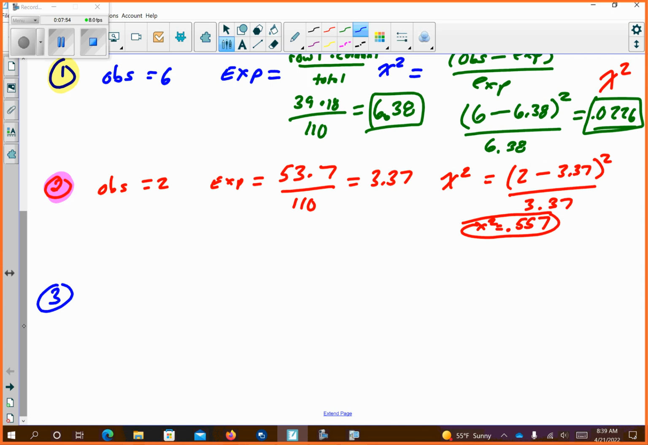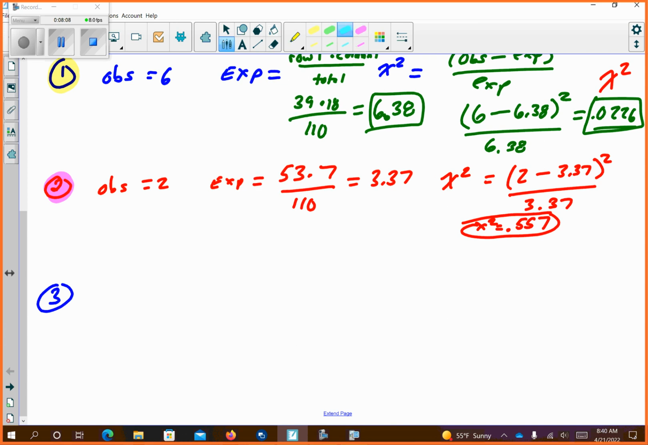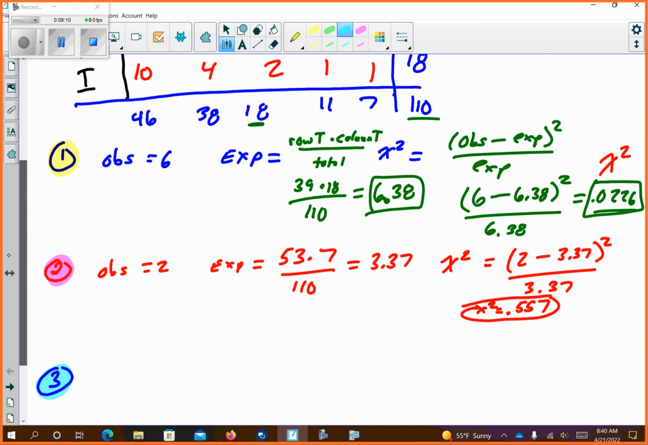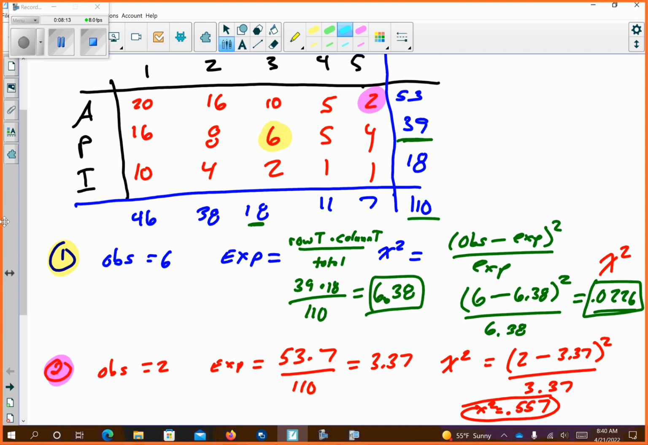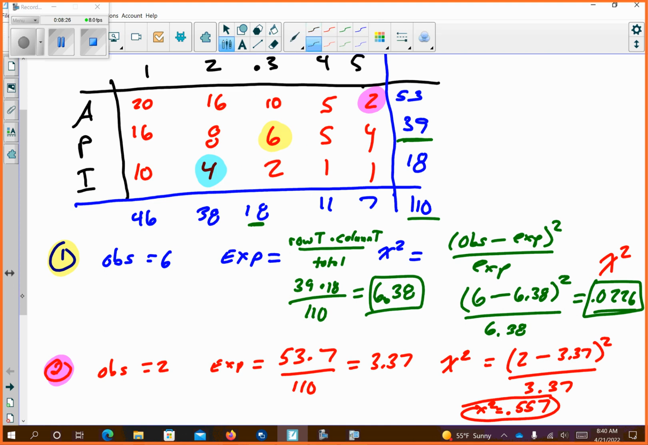All right, number three. Calculate the expected and the chi-squared value for Category 2 Indian Ocean. So we'll do this one in blue. If I go back up, I want the Indian Ocean Category 2, which is this one. Okay, just trying to keep it neat. So we're going to go pen. I'm sure I'll use the calligraphy pen.